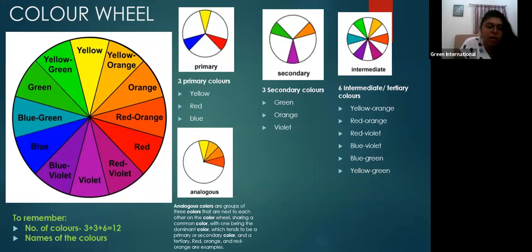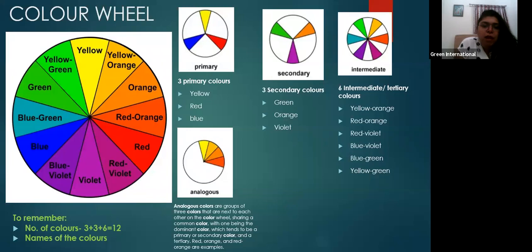Okay. They will ask you, for example, a question like a group of 3 colors that are next to each other in the color wheel sharing a common color. And the options will be analogous, primary, secondary, tertiary, something like that. So you need to understand what is analogous colors.